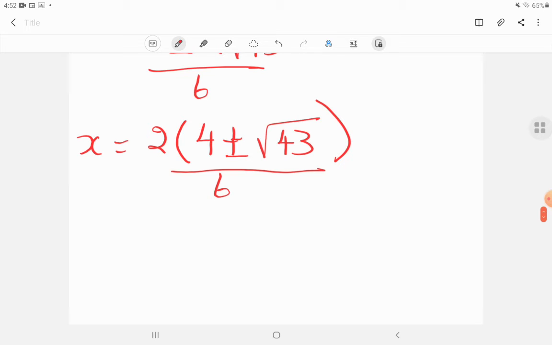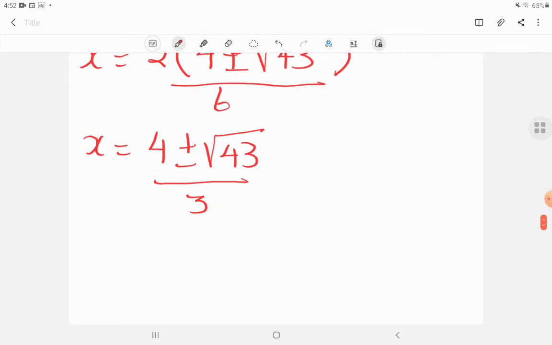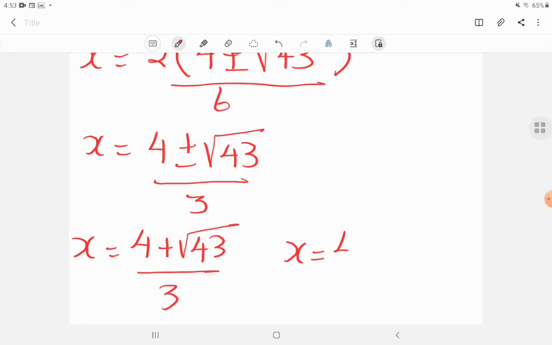So now we have x is equal to 4 plus or minus the square root of 43, and 2 divided by 6 gives you a third. So it is a third of 4 plus or minus the square root of 43. We can leave it in fraction form, or if you want you can use a calculator and convert it into decimal form. So we can write x is equal to 4 plus the square root of 43 over 3, and x is equal to 4 minus the square root of 43 over 3. So we have solved for x.